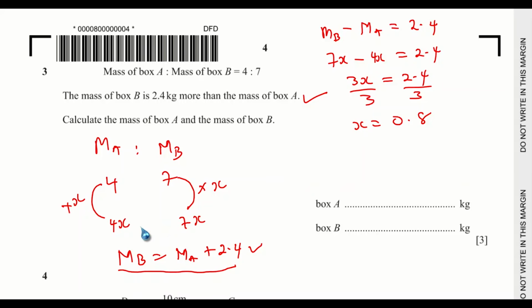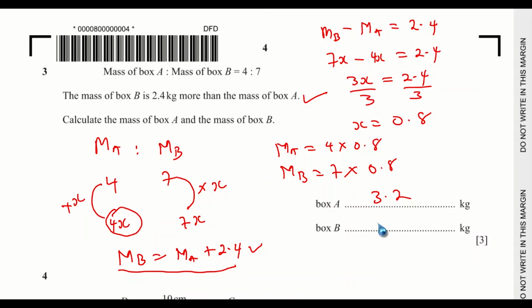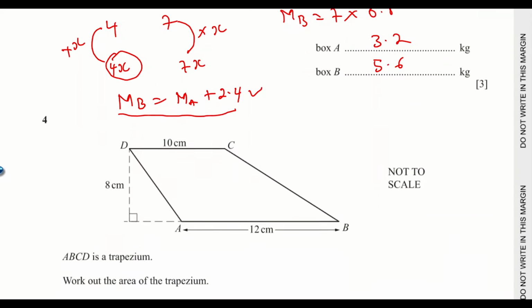So that is the value of x. To get the mass of box A now, we have to multiply x by 4 according to what we have here. So the mass of box A will be equal to 4 times 0.8. This will give us 3.2. And the mass of box B will be equal to 7 multiplied by 0.8. So that will be 5.6 kilograms. So let's go to the next question.